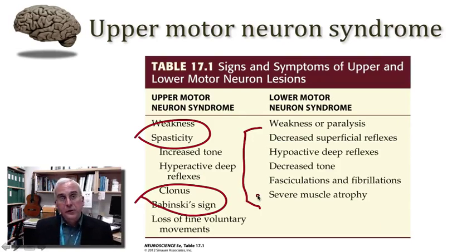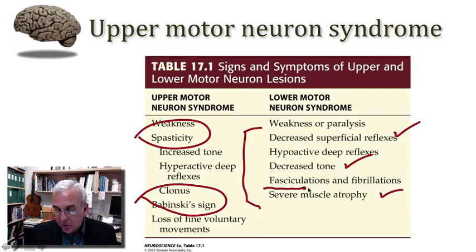with what we see with damage to lower motor neuron injuries. So with lower motor neuron injury, we see decreased reflexes, we see decreased muscle tone, and over time, we'll see muscle atrophy. In the early stages of injury, we'll see this abnormal activity of muscle fibers in motor units that we call fasciculations and fibrillations.